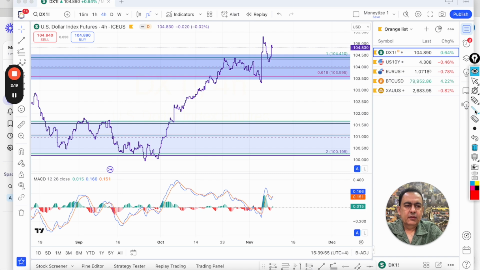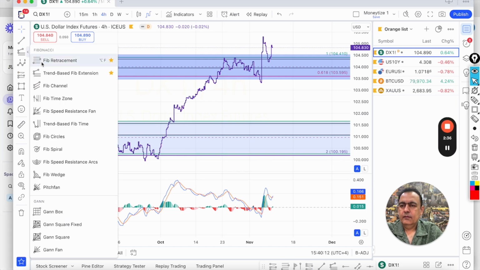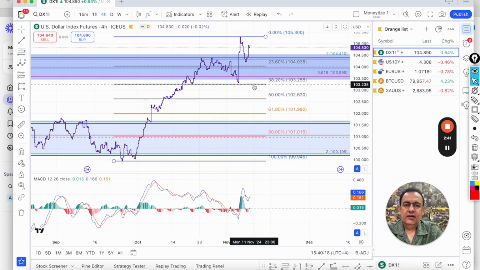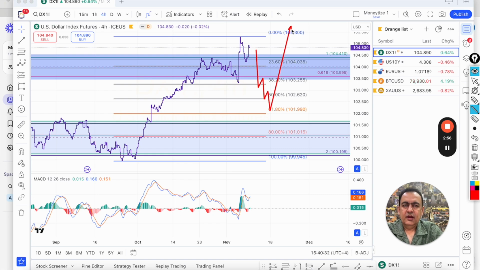Alternatively, if it breaks below, which I don't think is likely at the moment, if it breaks below 103.50, then we might get a deeper correction here. So let's apply Fib retracement starting from the lowest point to the recent high. So in case we get a break below 103.25, then we might see dollar index coming to the deeper levels, Fib 50% or Fib 61.8, and then continue in the bullish direction. But the probability is low.